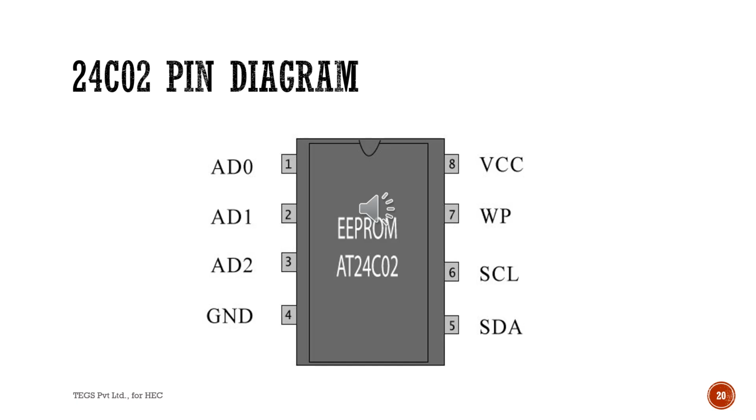Pin number 4 is the ground. Pin number 5 is the serial data. Pin number 6 is the serial clock. Pin number 7 is the write protect. Pin number 8 is the VCC, or power supply to the EEPROM.